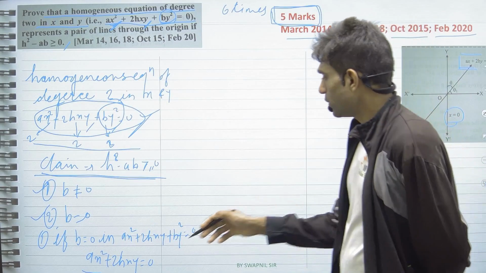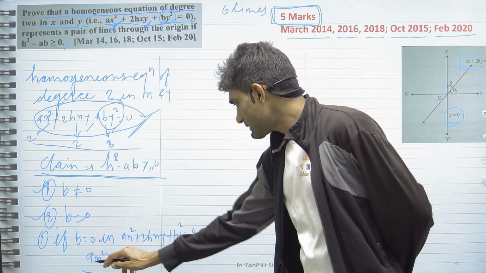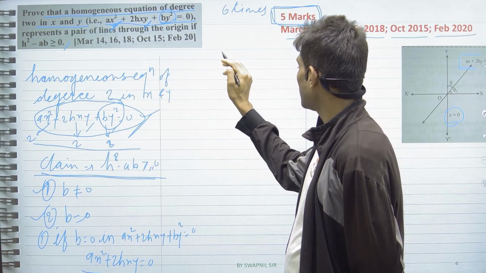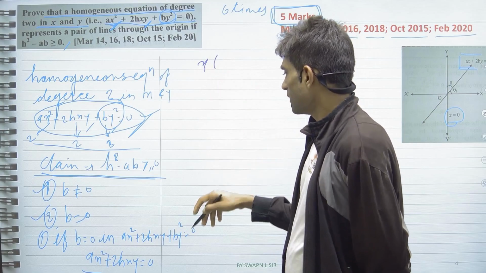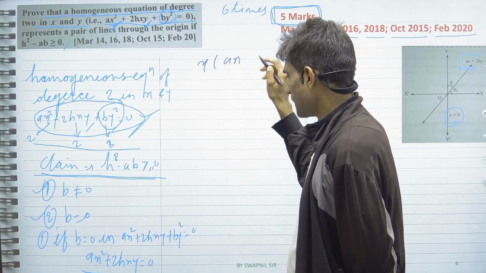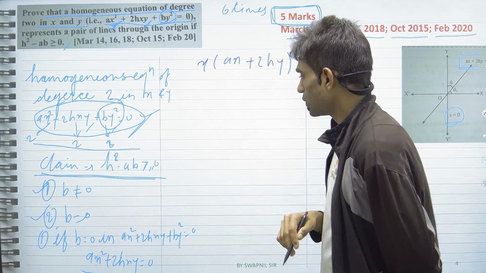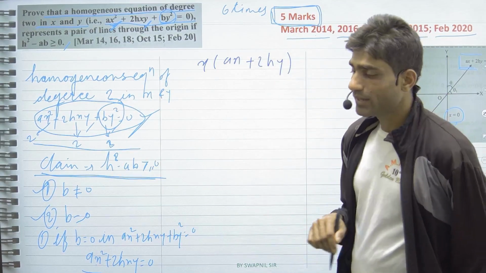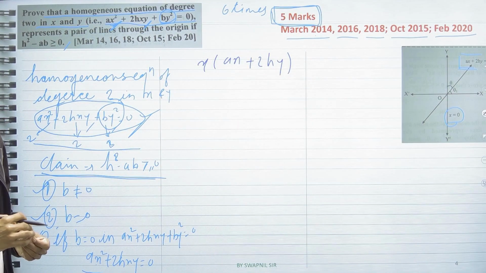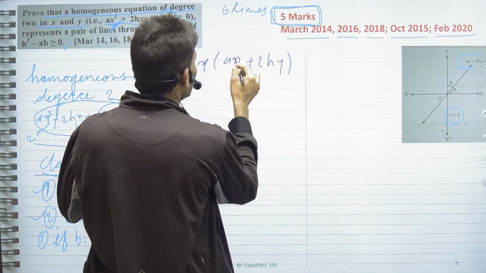Now, what we do is take the similar term common from our equation. It's x and x, the same here, so we can take x common. Under the bracket remains ax plus twice of hy. So what I have done here is taken x common from the bracket.